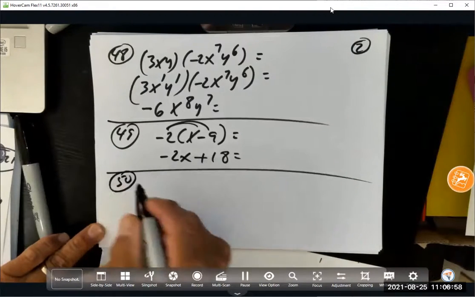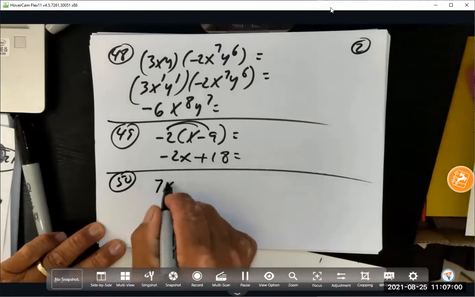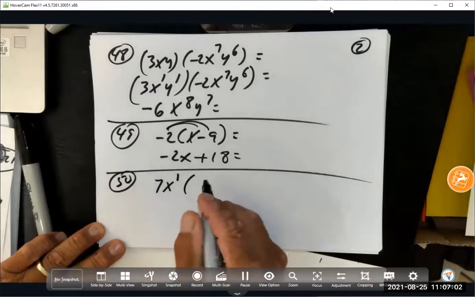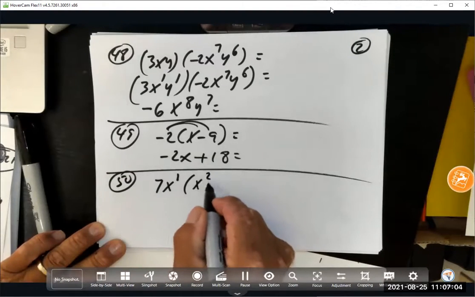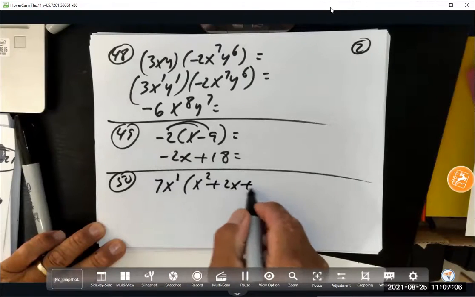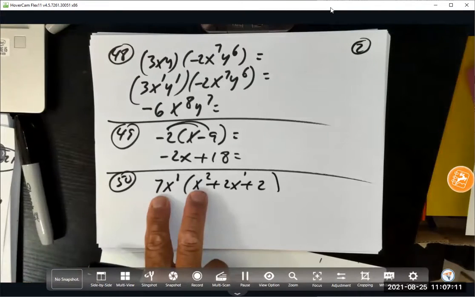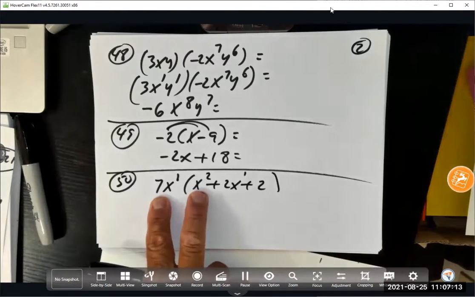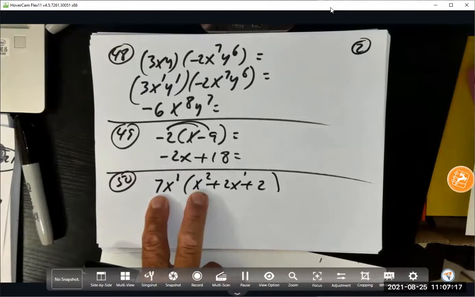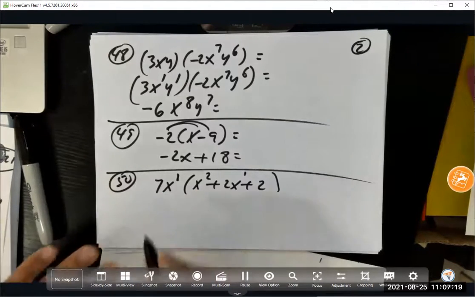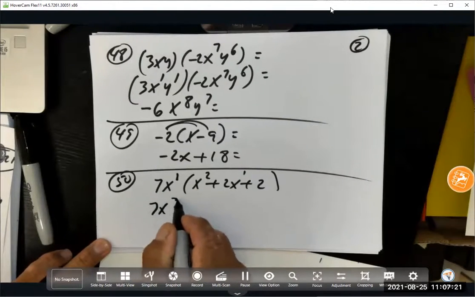Let's go number 50 then. 7x to the 1 power times x squared plus 2x plus 2. This is the one right there. All right. So the first two right here, 7x to the 1 times x to the 2. Add the powers up. So what do you think it's going to be? It's going to be 7 what? 7x to the 3rd power. Yeah, there you go.